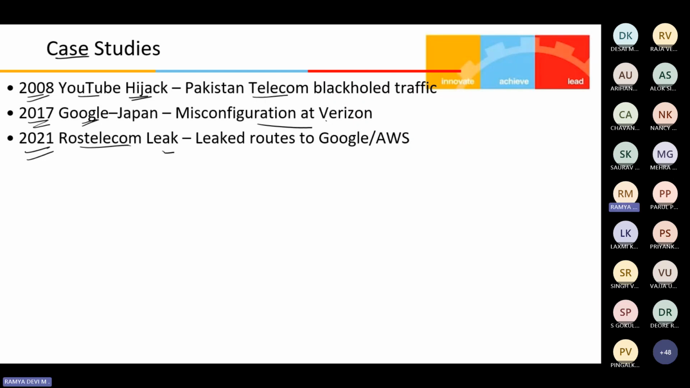And also, more recently, the Rostelecom leak happened in the year 2021. Thousands of prefixes were leaked. Due to that, for a short time, the traffic meant for Google, AWS, Akamai, and all these cloud services was directed through Rostelecom. So serious concerns arose due to data interception. These are the lessons which we want to study.